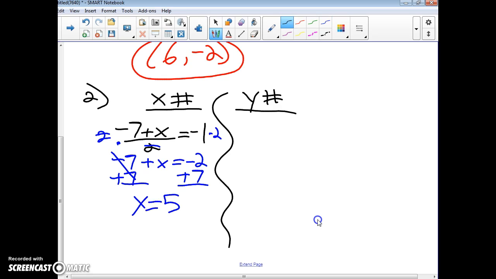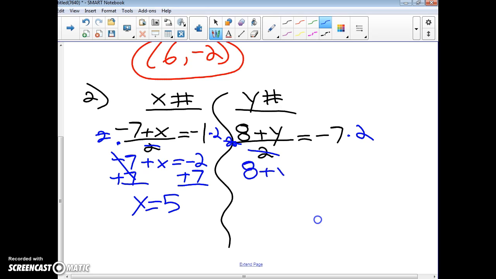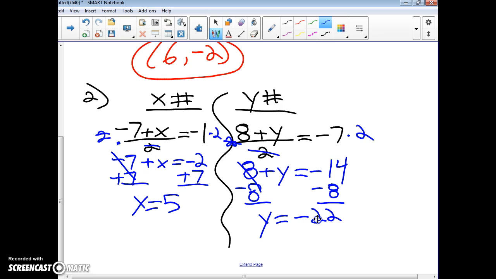Coming over to do the y value. I know the y value from the endpoint that I know is 8 plus y over 2 equal to the y value of my midpoint, which is -7. Multiply both sides by 2 to get rid of that 2 in the denominator. Bring down 8 plus y equal -14. From here, I'm going to subtract 8 from both sides. And I wind up with y equal -22. So the final answer on number 2, which is the endpoint, not the midpoint, is 5, -22.